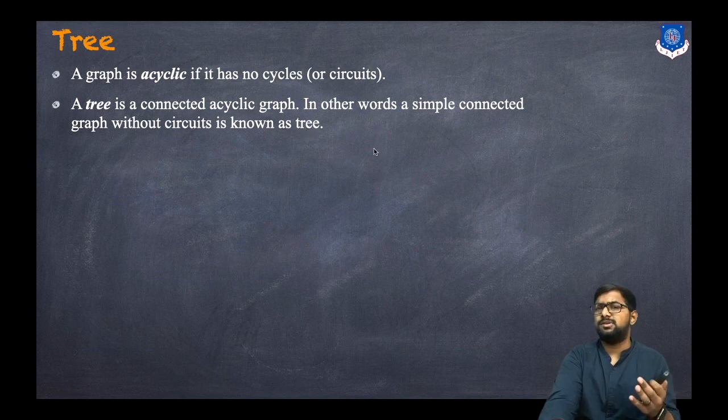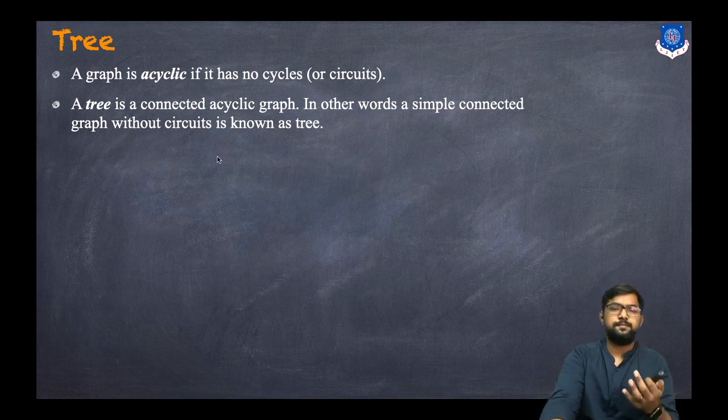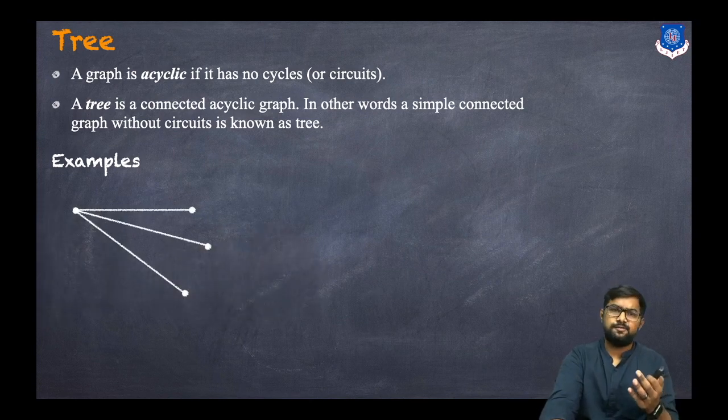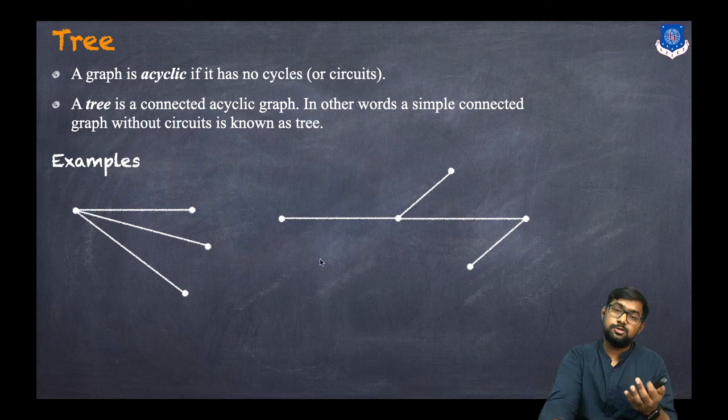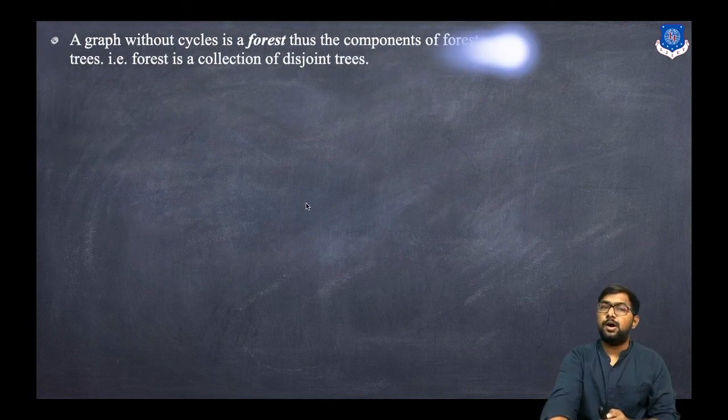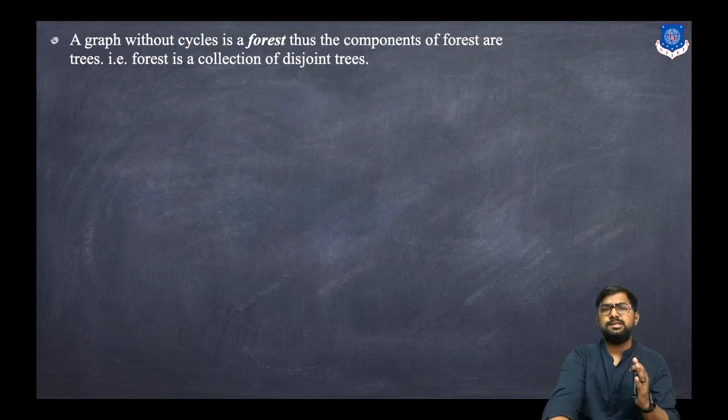In other words, a simple connected graph without circuits is known as a tree. Why simple? Because it has no loops. Fine. Now let us discuss examples. Consider this type of graph. As you can see, we don't have any cycles, and it is connected, so it is a tree. In the same manner, this is also a tree. There are no cycles, and it is connected and simple.